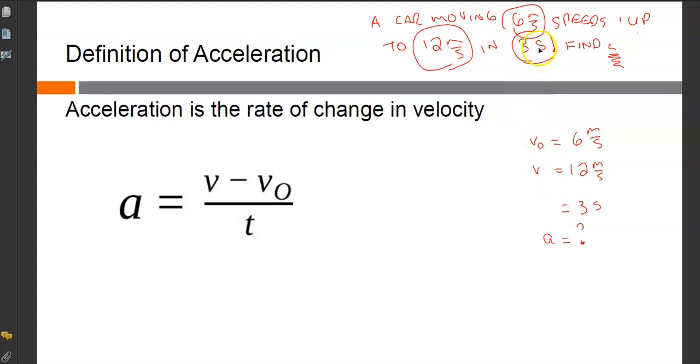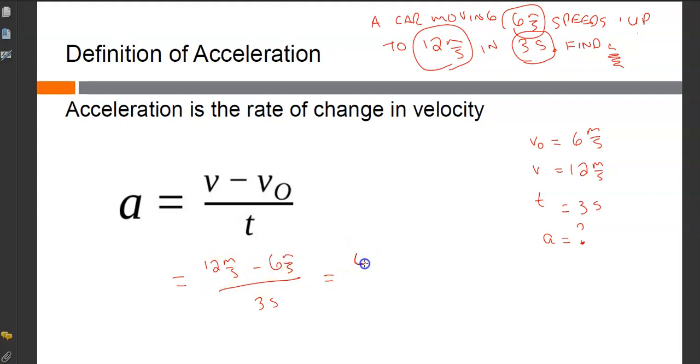Just read the problem, figure out what these things are. 3 seconds, I look at the unit, seconds only measures time, so I know this is time right here. And see how easy it is to come over here and put the numbers in. V, and I look at my list, 12 meters per second, minus V naught, that's 6 meters per second. I divide that by t, that's 3 seconds. And I do the arithmetic here.